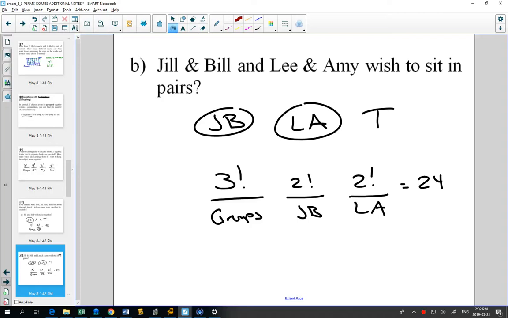Although you have a factorial button on your calculator, sometimes with the small factorials it's nicer just to know the values, like 3 factorial is 6, 2 factorial is 2, so that you can multiply them in your head quickly.